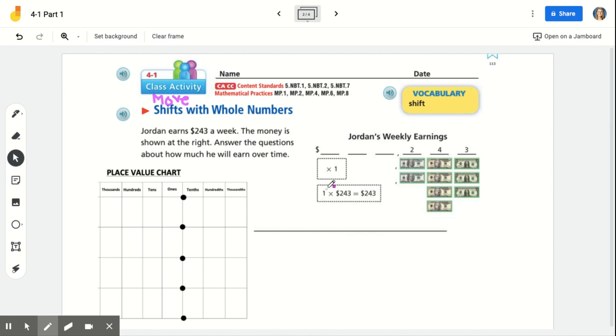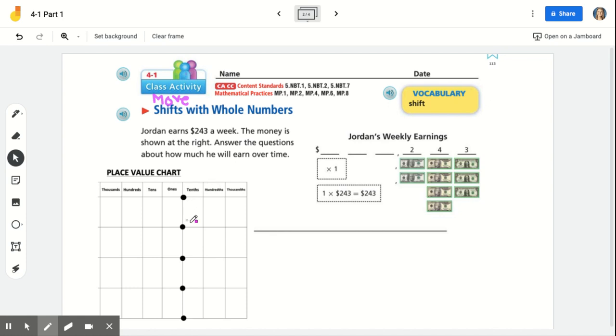1 week times $243 is equal to $243. The answer is the same as this factor. Anytime we multiply something by 1, we get the same number as the other factor. So 243 times 1 is equal to 243.